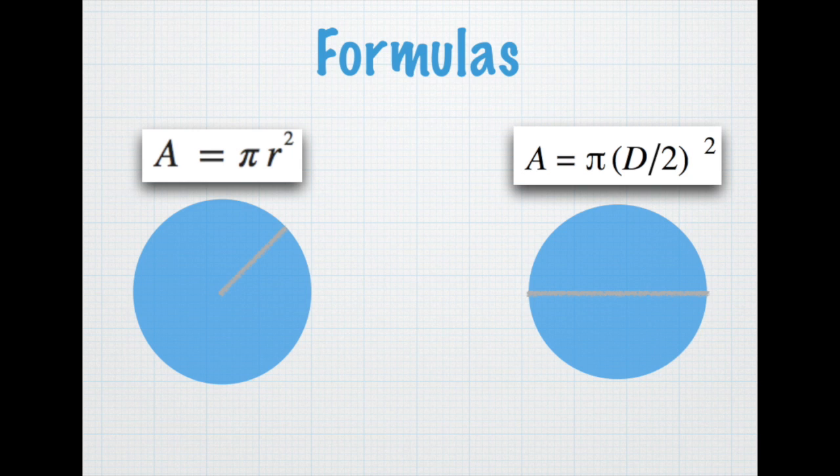Then when we're working with diameter, we need to take the diameter divided by 2, then we are going to square that answer, then we will times it by pi. So a few more steps when we're using the diameter, but it's still possible to find the area of a circle when you're using diameter.